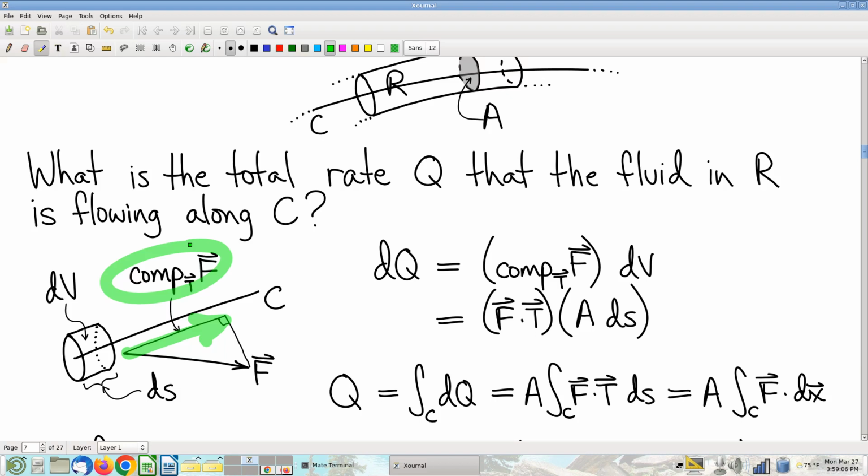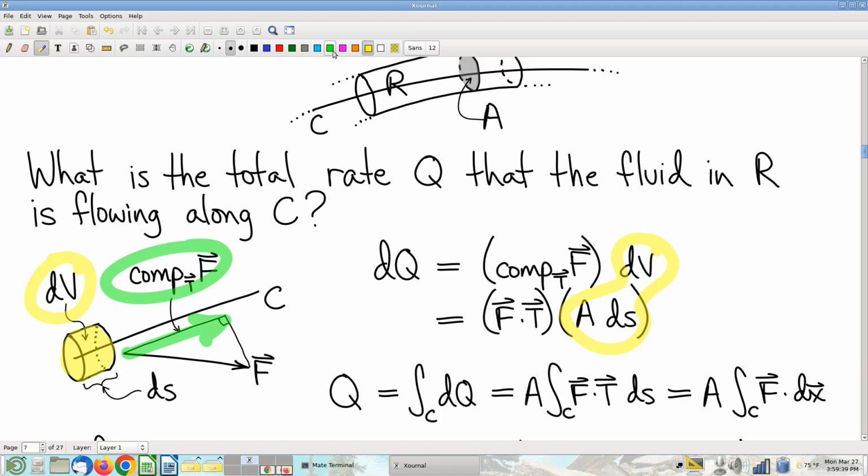So the way we get our hands on that, we look at little pieces of fluid. Here's a little piece of fluid. That's the amount of fluid. I'm going to call it dV. That's the amount of fluid in some little small bit of the curve, ds. That dV is cross-sectional area times ds. Just looking at the shape, we've got a certain cross-sectional area there. A thickness is the length ds along the curve.